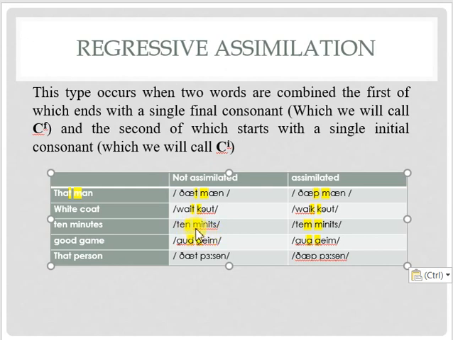We have another example: ten minutes. Again the initial consonant of the second word affects or influences the final consonant of the first word to become m. The n turned into m, so ten minutes, and the n sound disappeared. Another example: good game. Again the second sound affected the first, so we have good game, and the d sound disappeared. Another example: that person. Again the sound t is affected by the sound p, so the p is what affected the t. It is regressive, so we have that person, and the t disappeared completely.